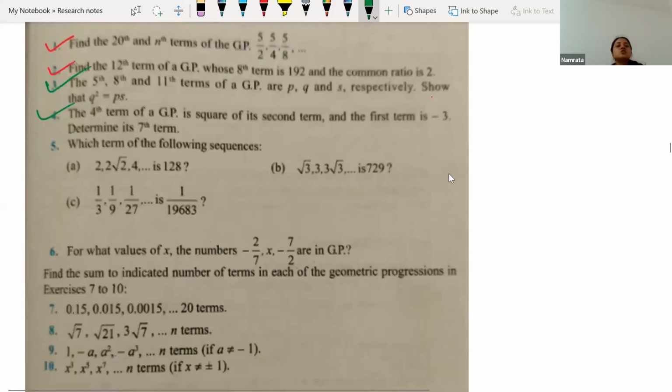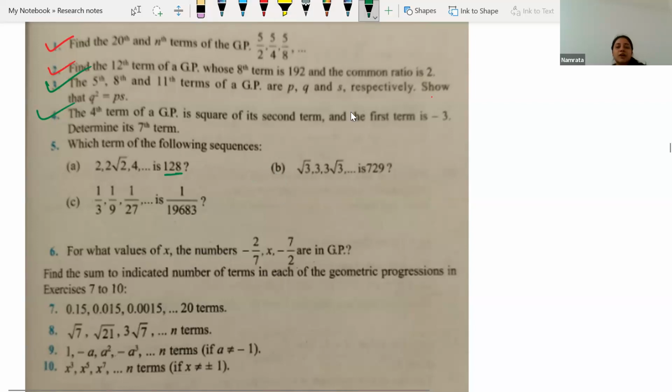Now the next one, which term of the following sequence is this? We will assume that the nth term is 128. So AR to the power n minus 1 is 128. Here the A value is known, the R value is known, and n only we have to find from here just by solving the equation. This one also you will easily be able to do just by using the formula.